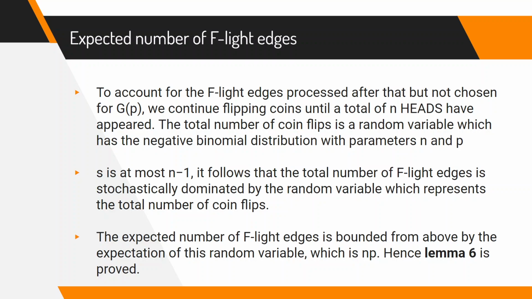It follows that the total number of F-light edges is stochastically dominated by the random variable which represents the total number of coin flips, as shown in lemma number 7. The expected number of F-light edges is bounded from above by the expectation of this random variable, which is n/p, and hence lemma 6 is proved. The expected number of F-light edges is n/p.